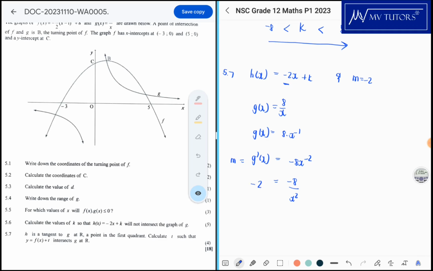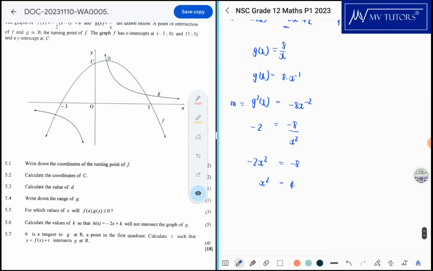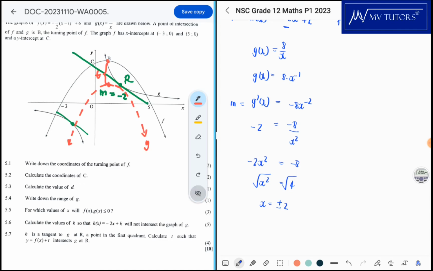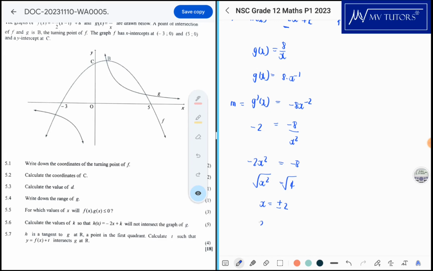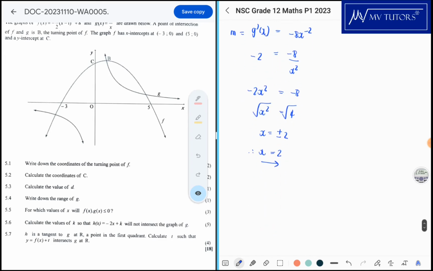Okay, so I'm going to take x to the other side. I have negative 2 x squared is equal to negative 8. And if I divide by negative 2 throughout, I get that x squared is equal to 4. Okay, and if I solve for x, it's actually going to be plus minus 2 if I square root both sides. But we are dealing with the first quadrant. That's where R is, remember? So the x value has to be positive. So therefore, x is in actual fact 2. That is the x coordinate of R.